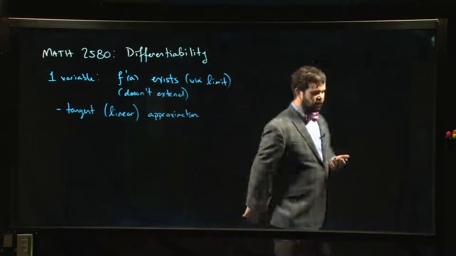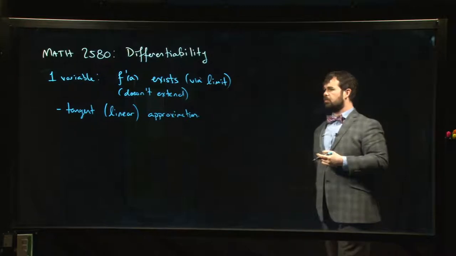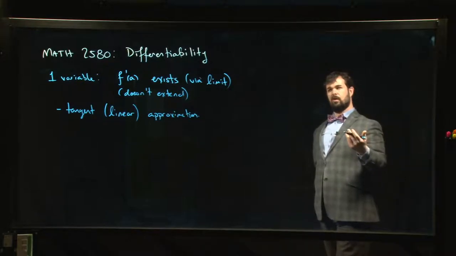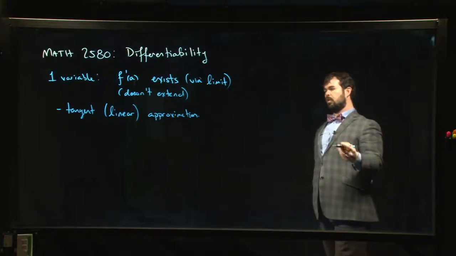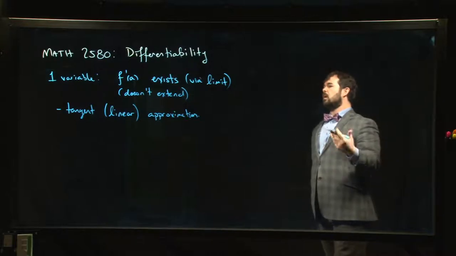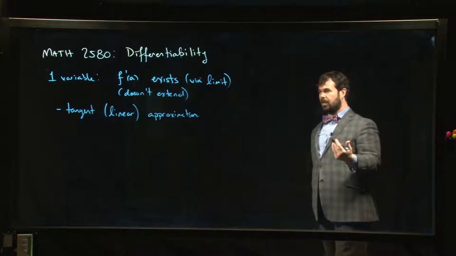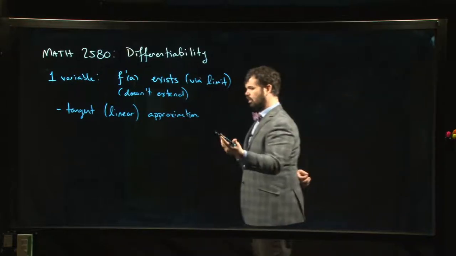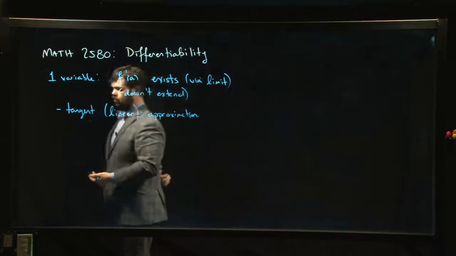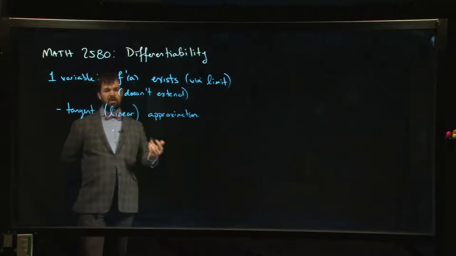I briefly mentioned in the video on interpreting partial derivatives that for a function of two variables, if you graph it, you get a surface, and you can use the partial derivatives to construct this idea of a tangent plane at a point, which you would think should give you the linear approximation to the surface. So this will work.